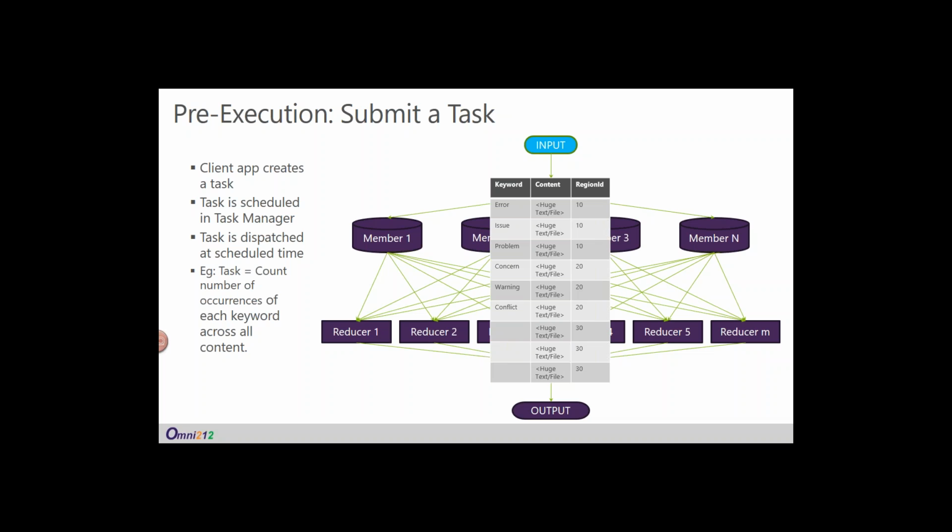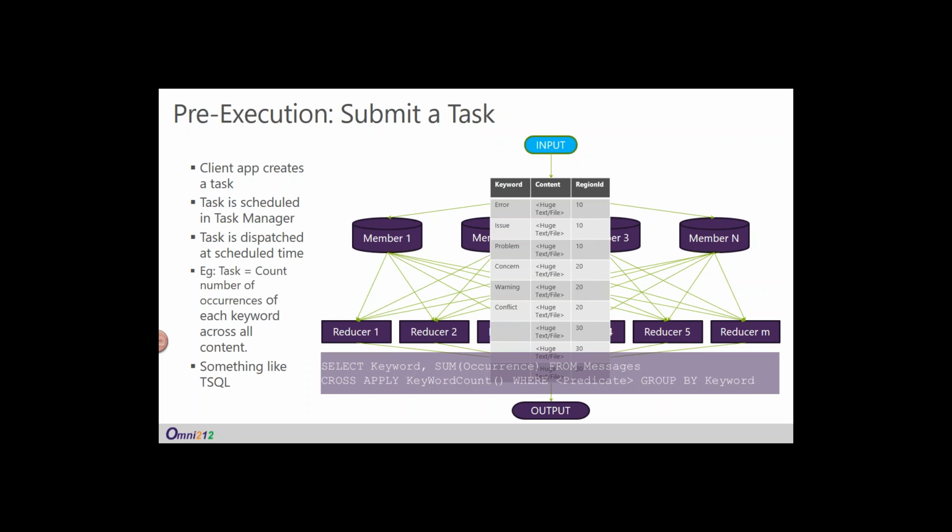In this example, we'll try to process sample data which will contain keywords like error, issues, problems, etc., and count the number of occurrences for each of the keywords. In actual processing, instead of counting, many different actions or tasks can be performed. If you are familiar with T-SQL, the MapReduce task that we are going to see is equivalent to executing the query you see over here. It is selecting the keywords and the sum of occurrences from all the messages, grouped by the keywords.